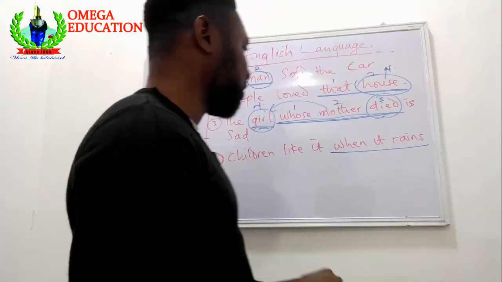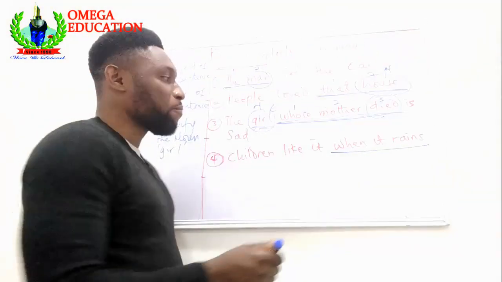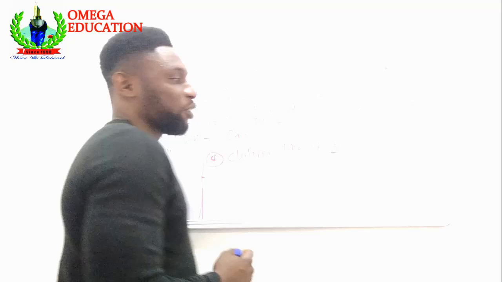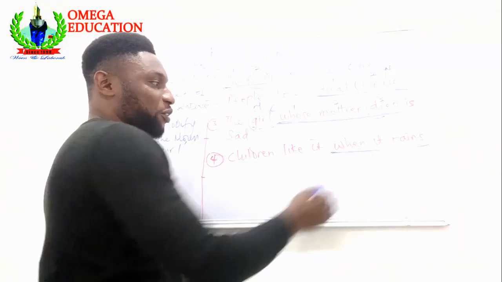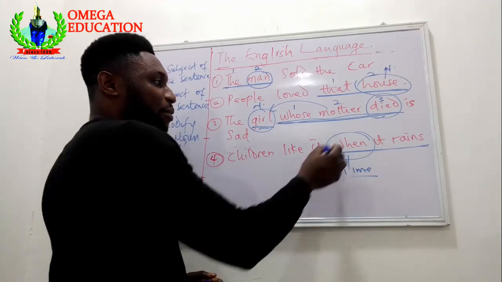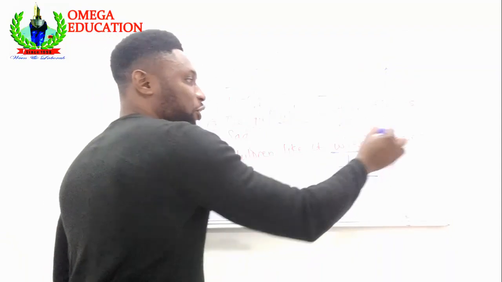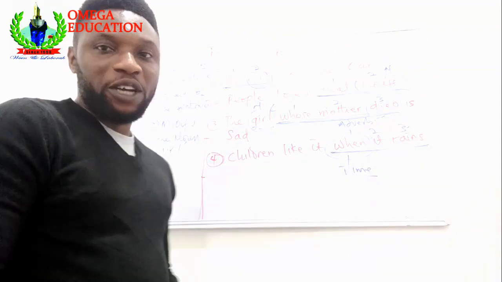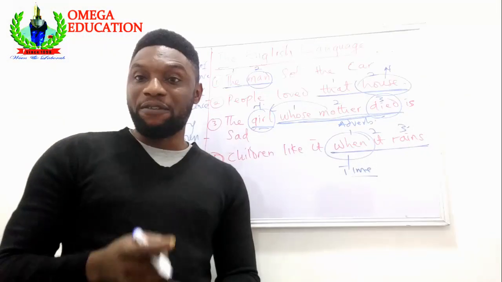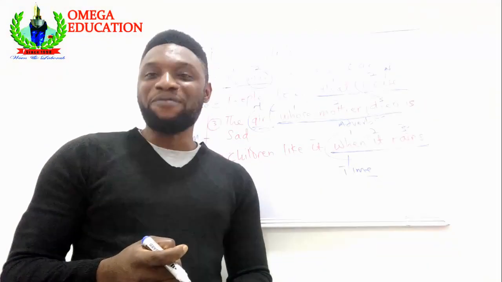Lastly, let's look at our last sentence here. Children like it when it rains. Okay, when it rains is underlined here. So this implies that we're referring to a time factor here, because when we introduce the time, this means they're referring to an adverb. Now we have 1, 2, 3, three words. Once you have three words, it can no longer be an adverb. It will either be an adverbial phrase, or, quick guess, an adverbial clause.